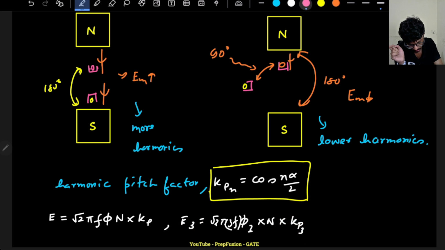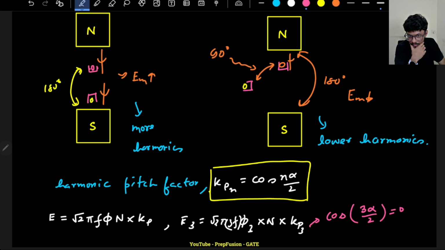So basically, I want to eliminate the third harmonic totally. So this will be cos of 3 alpha by 2 equals 0. When cos of 3 alpha by 2 will be equal to 0? When this angle is equal to 90, right? When cos theta is 90, then it is 0. So 3 alpha by 2 has to be equal to 90. So 30 into 2, 60. Alpha has to be 60 degrees.